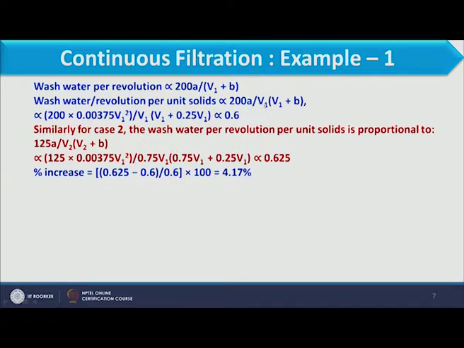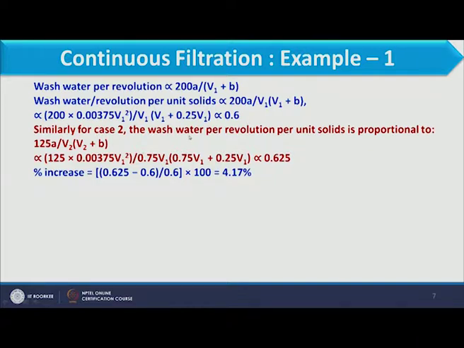Therefore we can use this per unit volume instead of per unit kg of solid. So this is proportional to 200 into, we can put the value of A which we have seen in the last slide, and we can put the value of B also. After solving this expression, we can say that wash water per revolution per unit solid is proportional to 0.6.